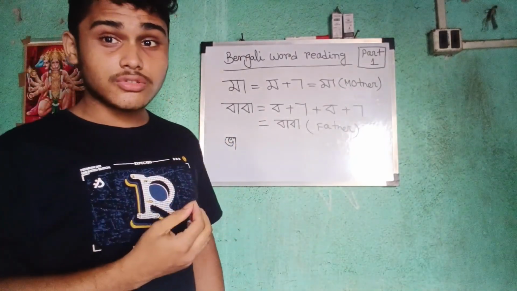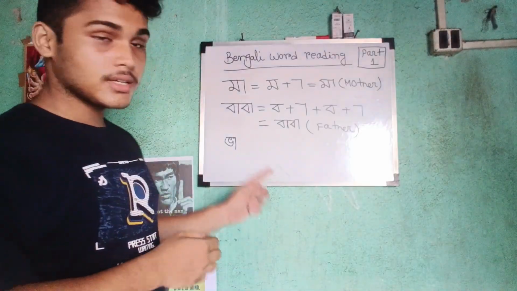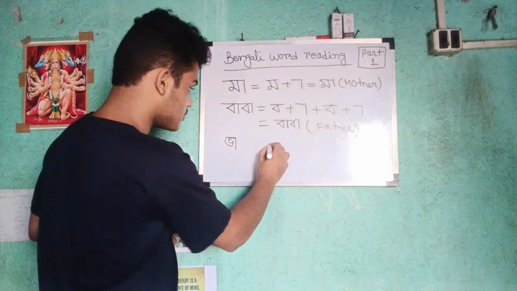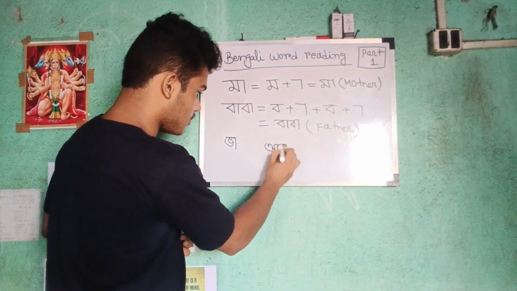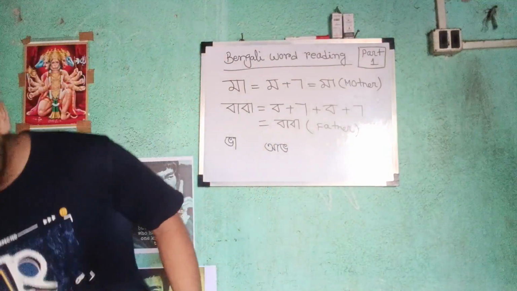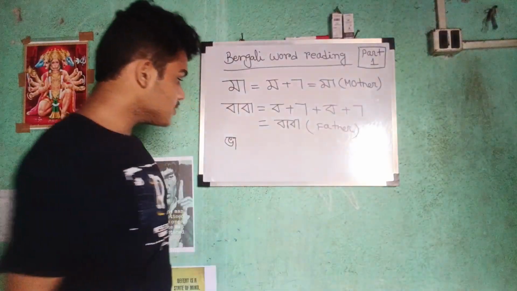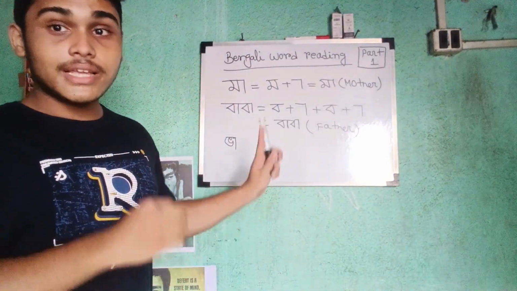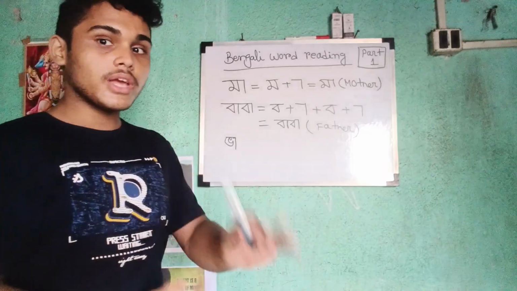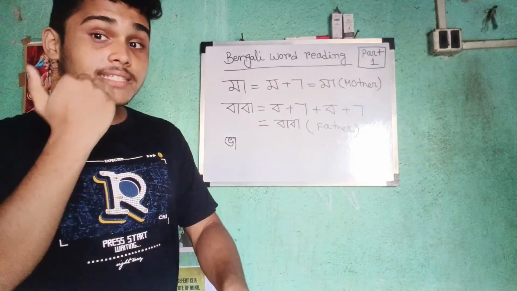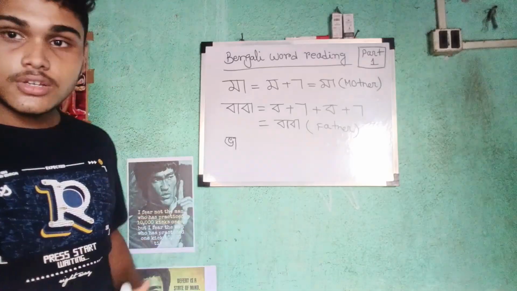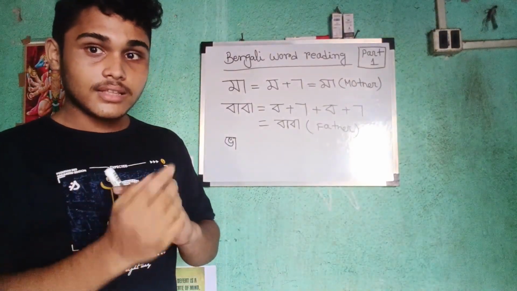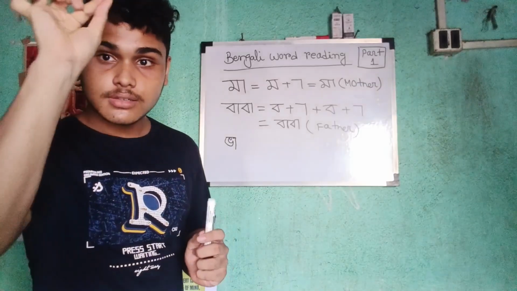If the vowel a is present before the consonant, it will be a bha. Here we are using the vowel sign because this vowel is before the consonant. That's why we are not using the independent vowel; instead we are using the vowel sign. So bha a bha, and then e.